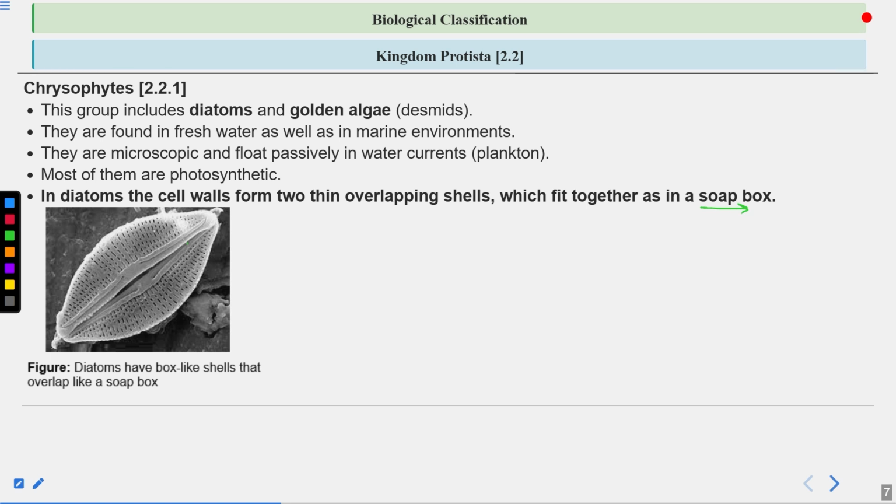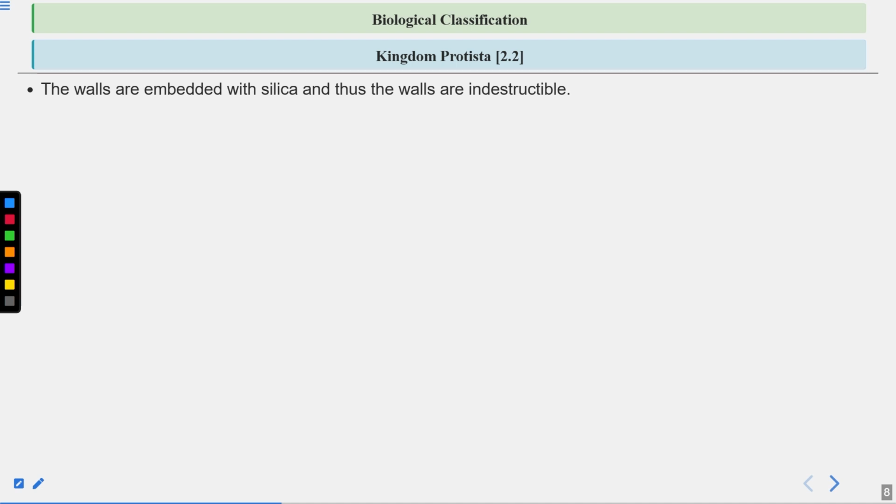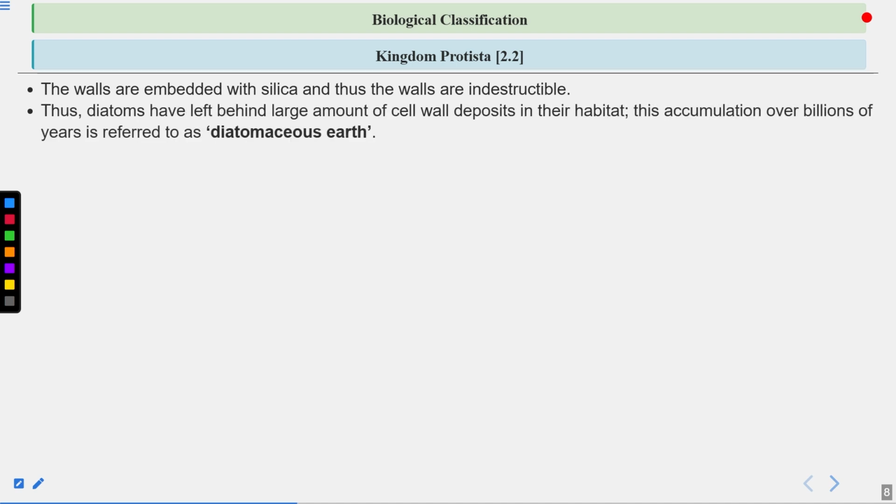And the cell wall is made up of silica. That's why they are indestructible. Now, the diatoms have left behind a large amount of cell wall deposit in their habitats, and this accumulation over billions of years is referred to as diatomaceous earth. As the cell wall contains silica, silica cannot be degraded easily. So as the diatoms die, the silica present in the cell wall keeps on accumulating, and this has accumulated over billions of years and is known as diatomaceous earth.